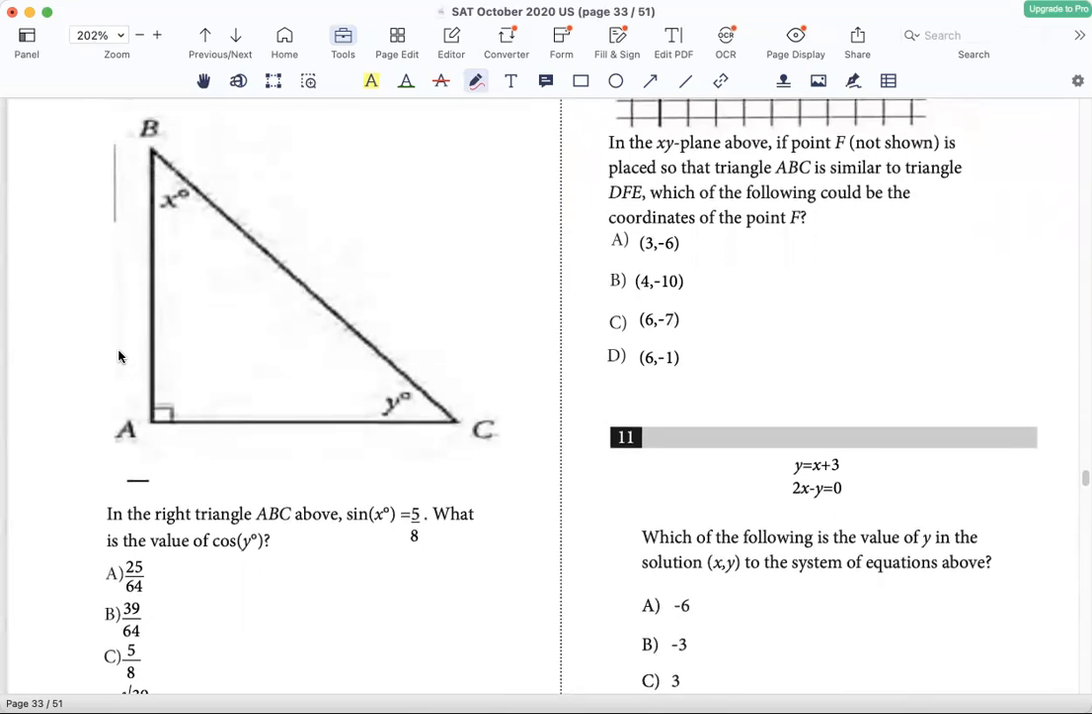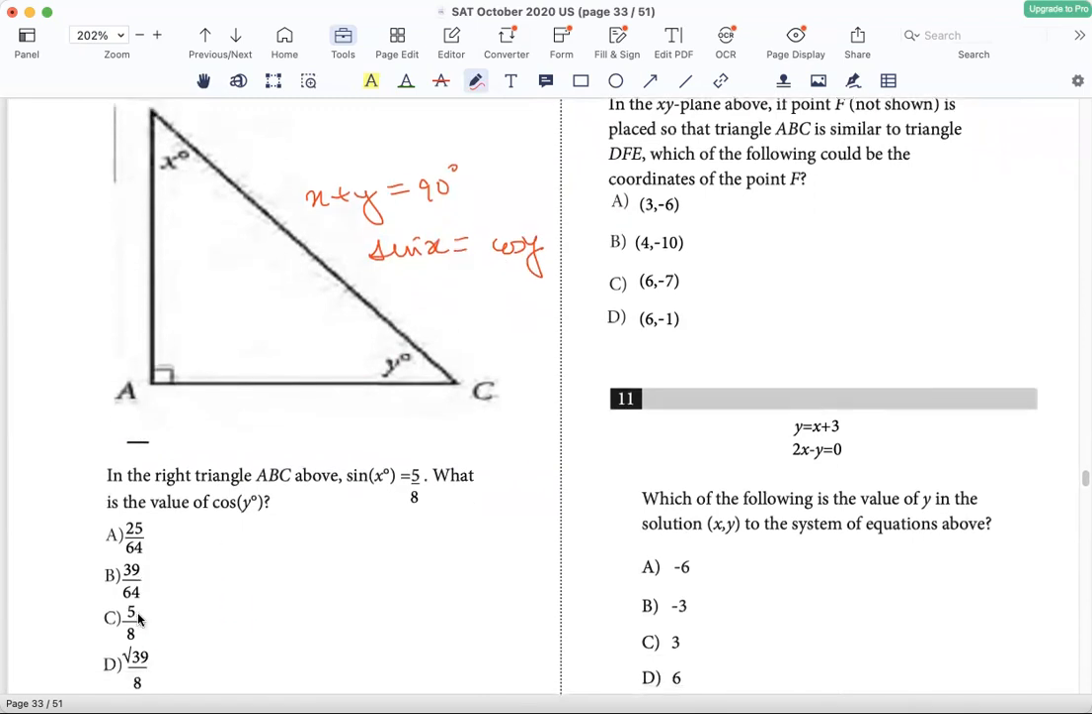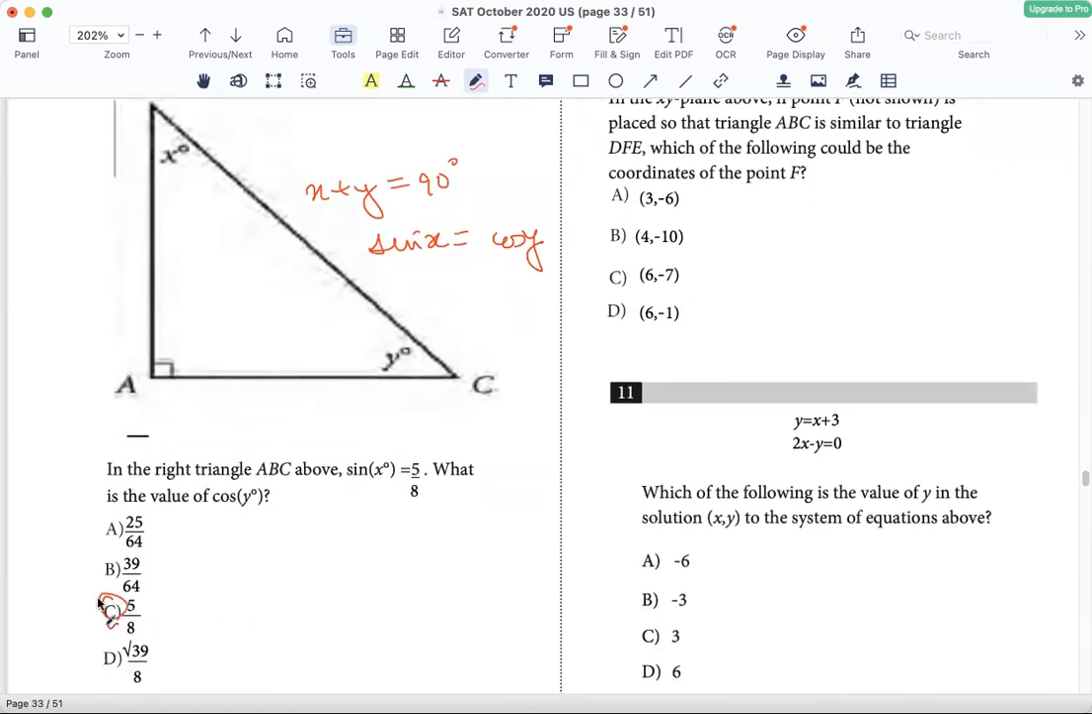In the right triangle above, sine x is 5 by 8. What is the value of cos y? So we notice that x plus y is 90 degrees, right? Because it's a right triangle and the sum of the three angles has to be 180. So x plus y is 90. So when x plus y is 90, sine of x will be cos of y. So cos of y is also 5 by 8.